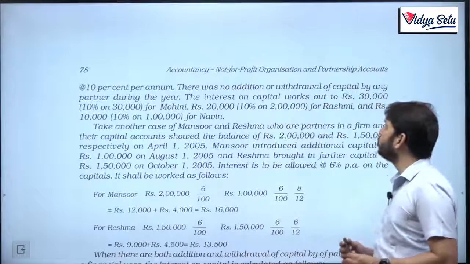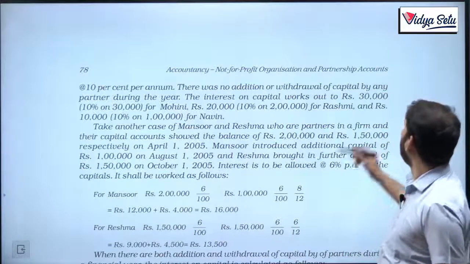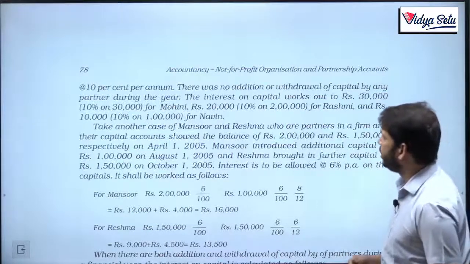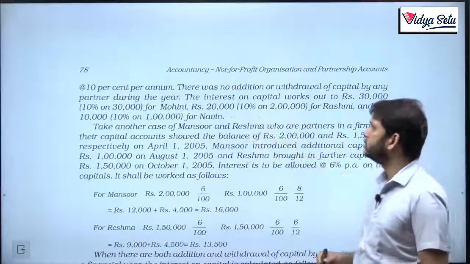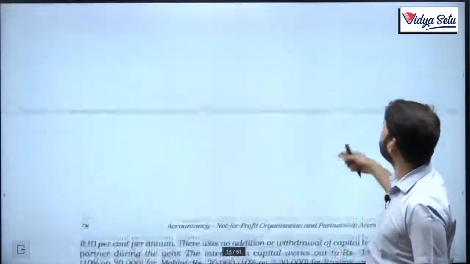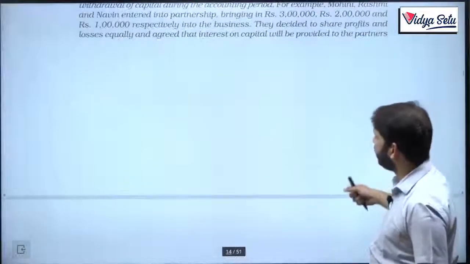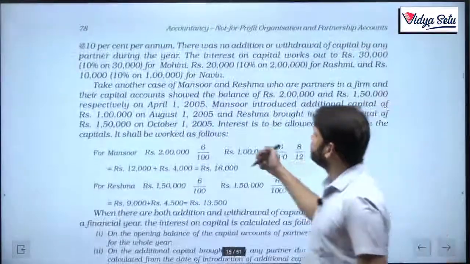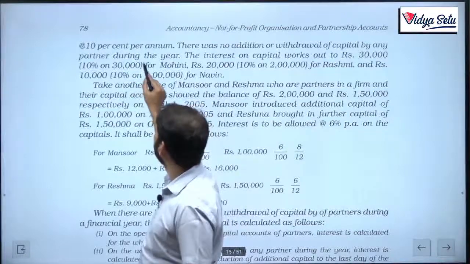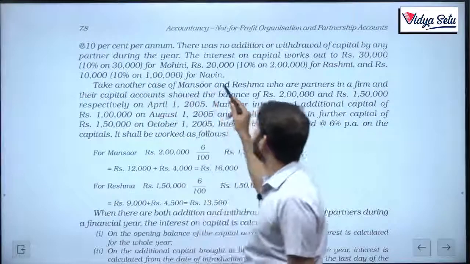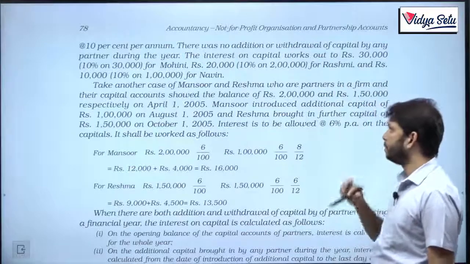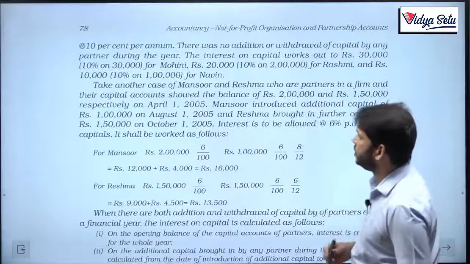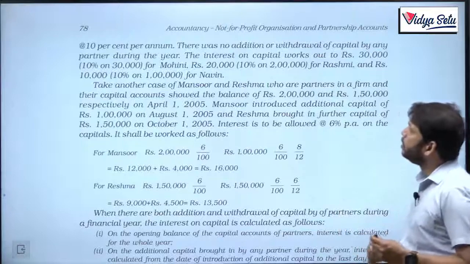There was no addition or withdrawal of capital by any partner during the year. The interest works out to rupees 30,000, that is 10% on 3 lakh. So just make the correction: 10% on 3 lakh, one more zero, for Mohini. 20,000, 10% of 2 lakh, for Rashmi and 10,000, 10% on 1 lakh, for Naveen. Take another case in the same.